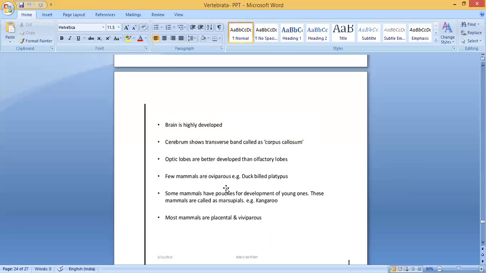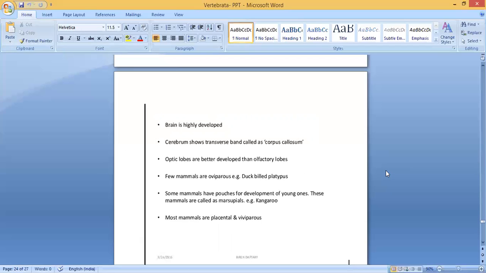Few mammals are oviparous. Most mammals, we told, give birth to young ones and feed them with milk, but here you can see some laying eggs. Very few exceptional cases. One is the duck-billed platypus. It is a mammal. Because of all these characteristics we put the duck-billed platypus under the mammalia group, but they are not giving birth to young ones. They are laying eggs.